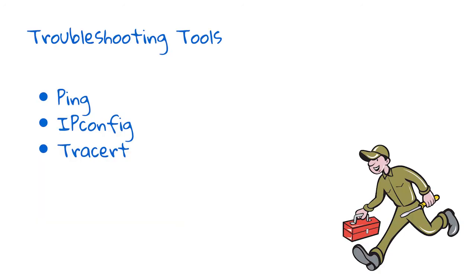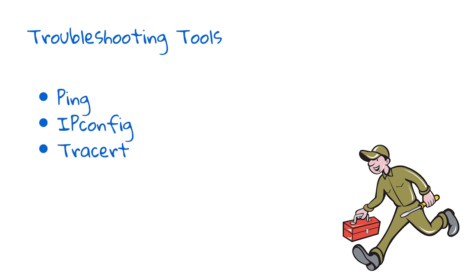A good plumber or electrician carries with him all the tools necessary to do the job. Every network engineer or administrator has a set of tools that they use to troubleshoot network issues. These tools are very important because they help us to quickly establish root cause to our network problems. The tools come with an operating system and you do not need to install anything. The following are the 3 most important tools.